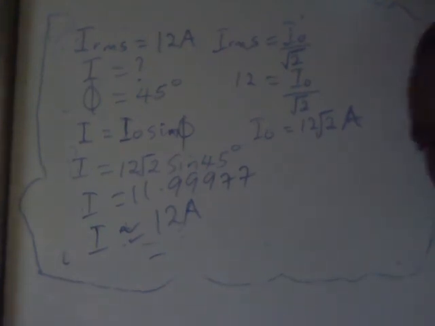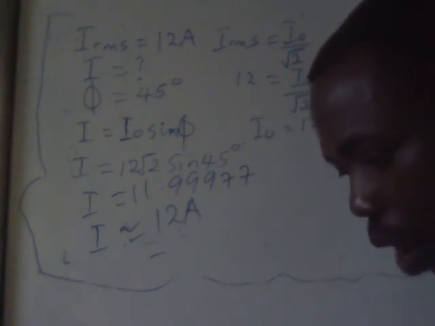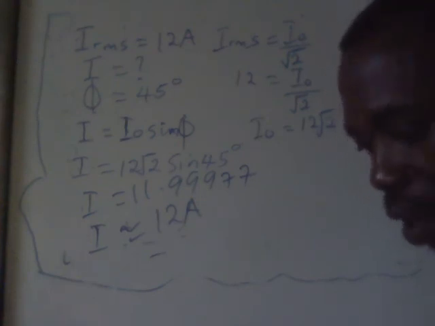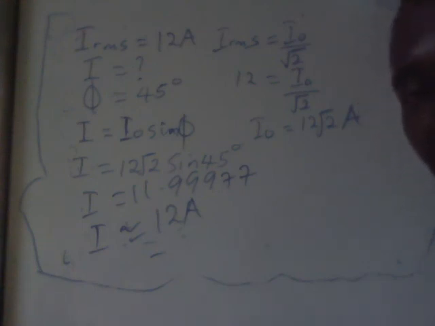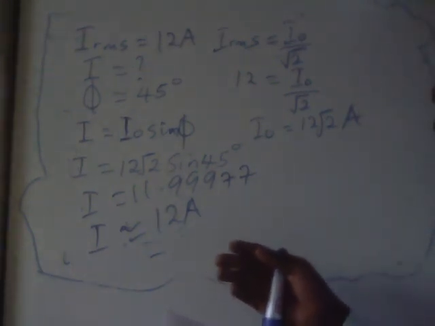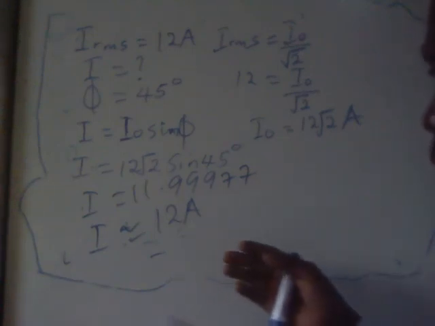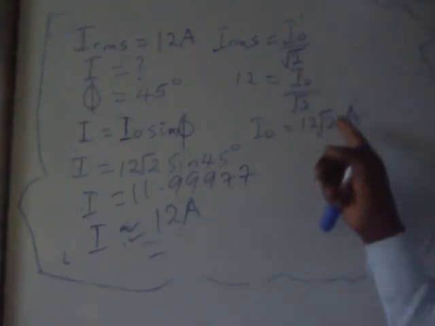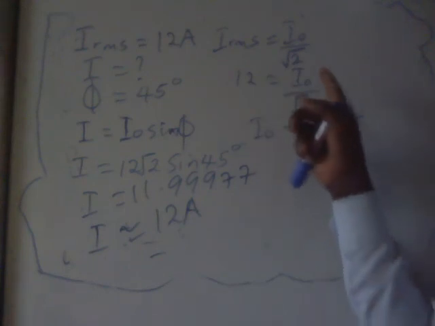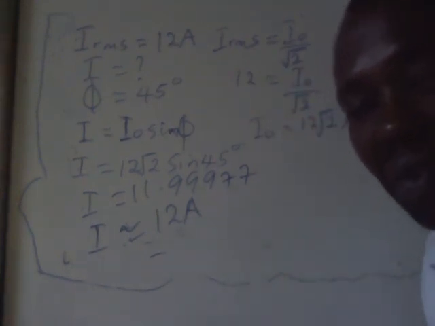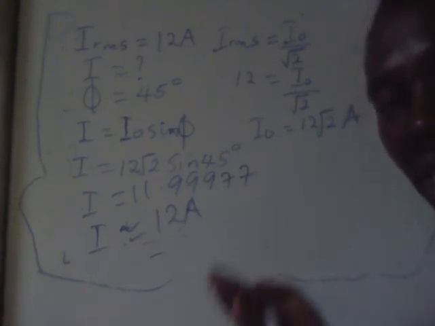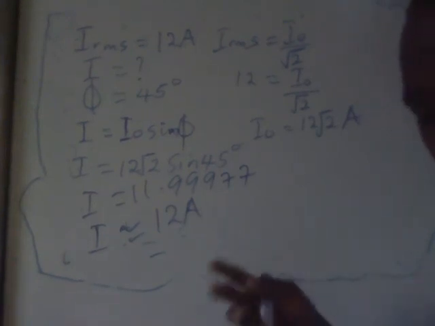I is approximately 12 amperes. So our option: they said the root mean square of current in a circuit is 12 amperes. Determine the instantaneous value of the current when the phase angle is 45 degrees. It is just a coincidence that the IRMS and I are having the same answers. It is just because sine 45 is 1 over root 2, and cos 45 is 1 over root 2, which is 0.7071. Now it was just by coincidence.